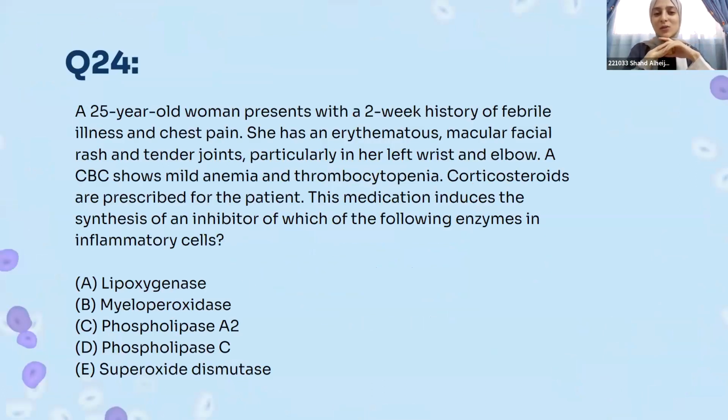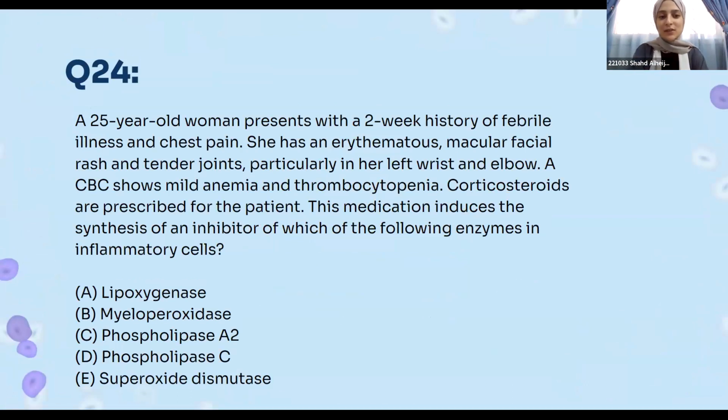25-year-old woman presents with a 2-week history of febrile illness and chest pain. She has an erythematous maculofacial rash and tender joints, particularly in her left wrist and elbow. CBC showed mild anemia and thrombocytopenia. Corticosteroids are prescribed for the patient. This medication induces the synthesis of an inhibitor of which of the following enzymes in inflammatory cells?